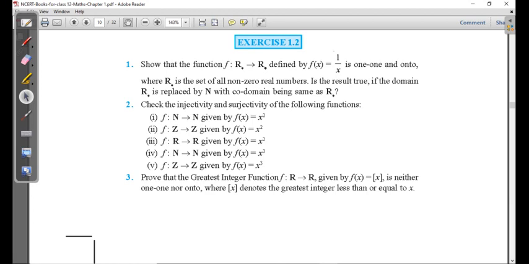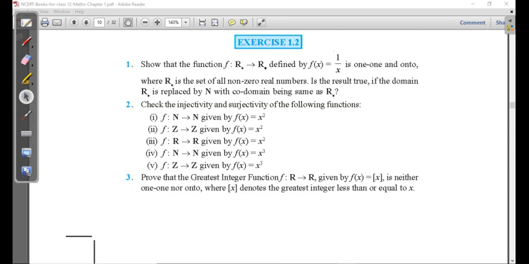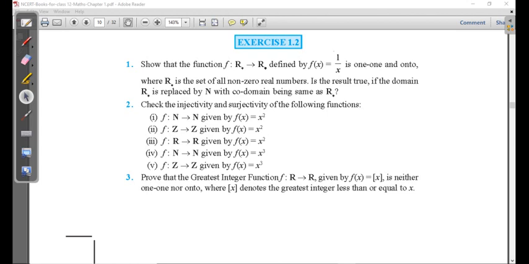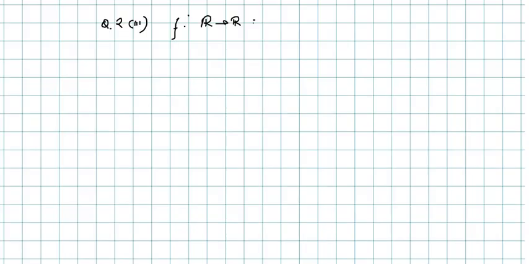Okay. So, question 2 number 3. What does it state? It states f from real to real. So, f is from real to real and f of x equals x square.